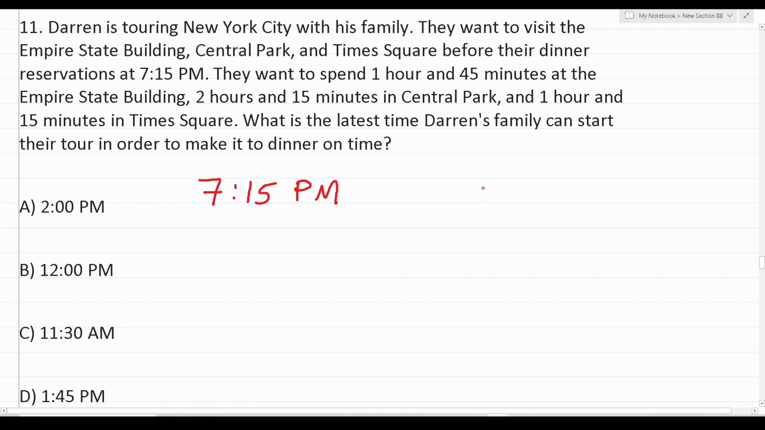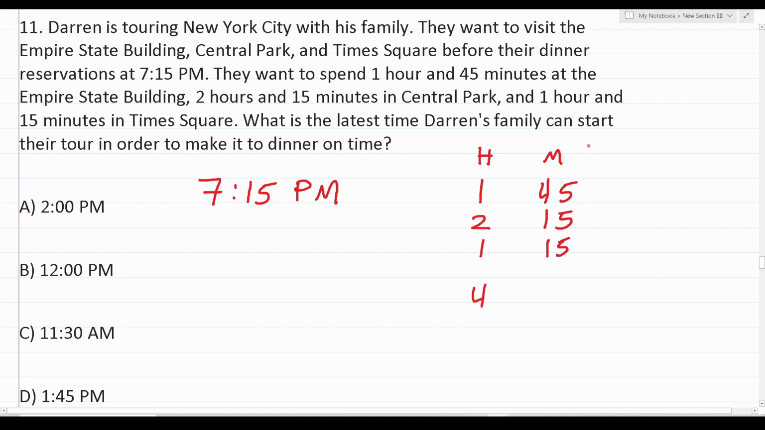Again, according to the problem, they're going to spend 1 hour and 45 minutes at the Empire State Building. And when I add these up, I'm going to keep my hours and minutes separated like this. 2 hours and 15 minutes in Central Park. And finally, another hour and 15 minutes in Times Square. All right, let's add up the hours. This is actually pretty easy to do. 2 plus 1 is 3 plus 1 is 4.